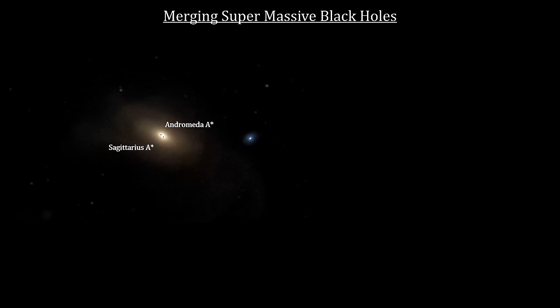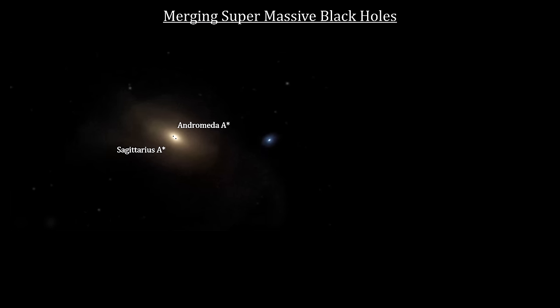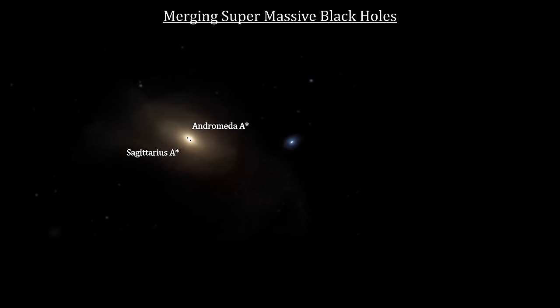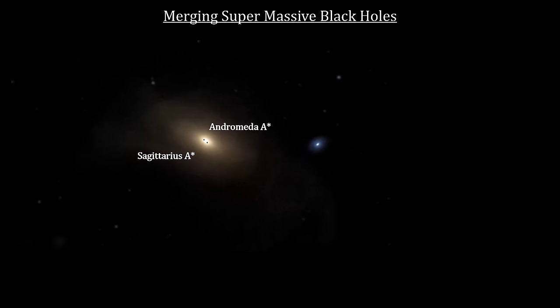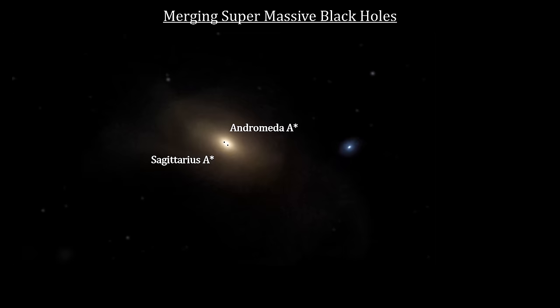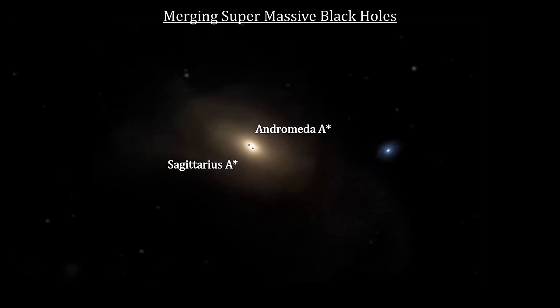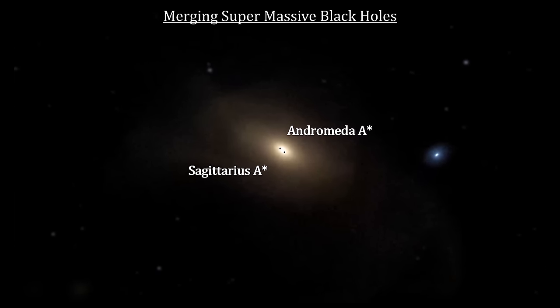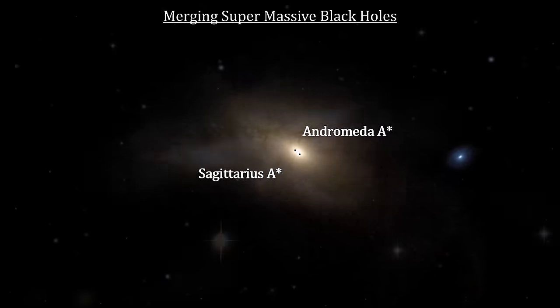Putting things into perspective, equal mass supermassive black holes in a circular orbit would be rare. Elliptical orbits with different masses in varying environments are the norm, and this can dramatically change the time to merge.